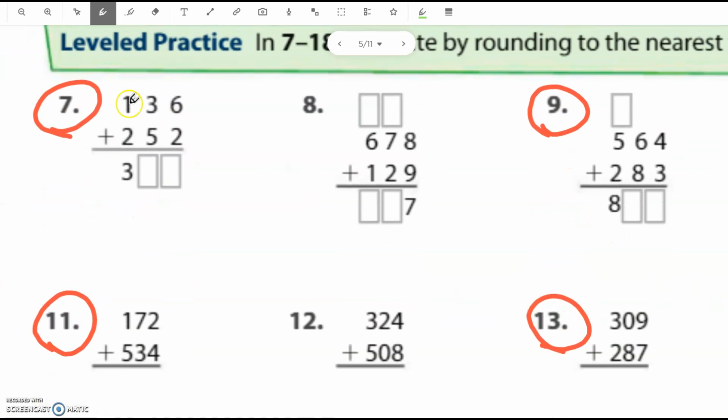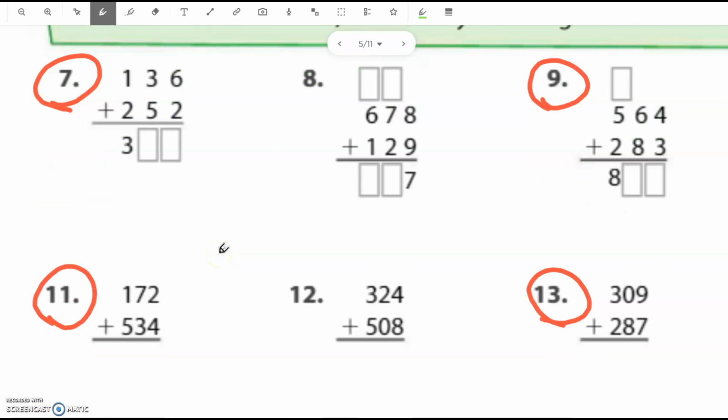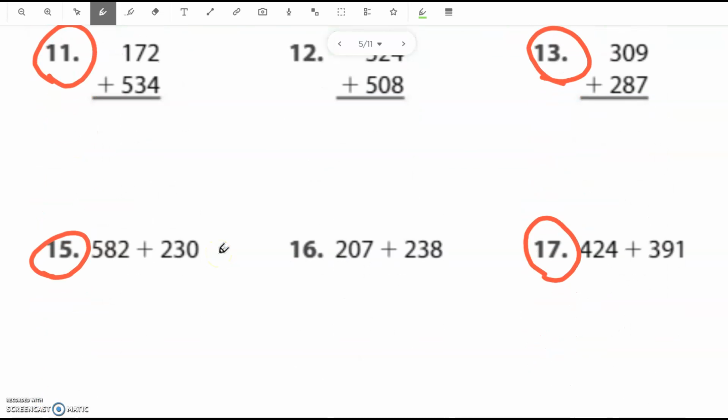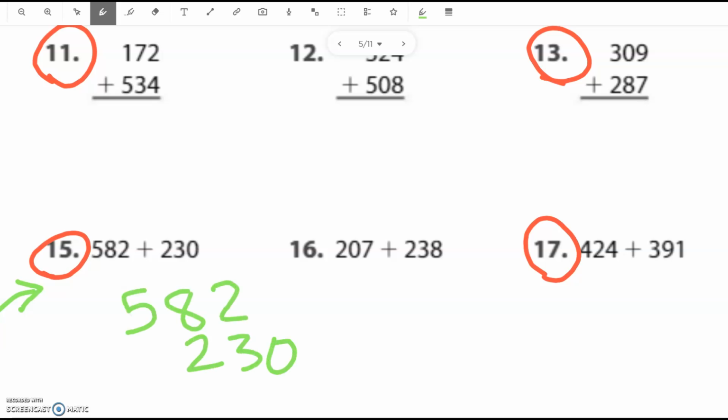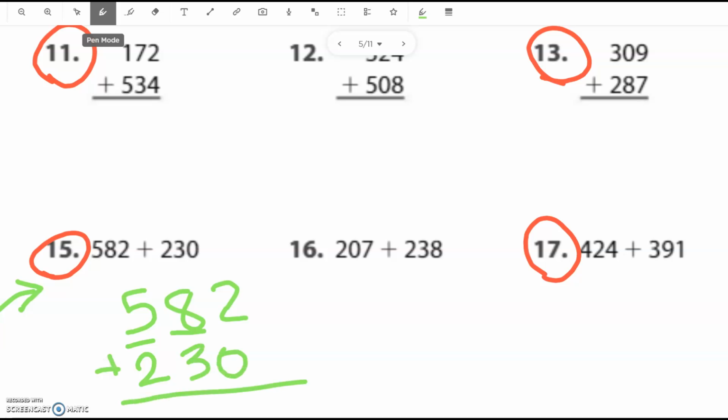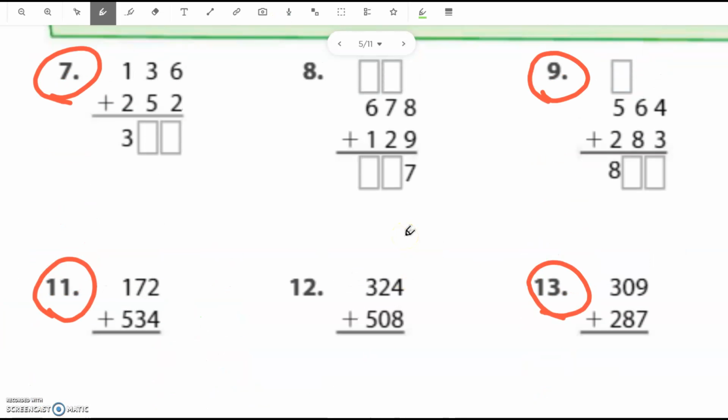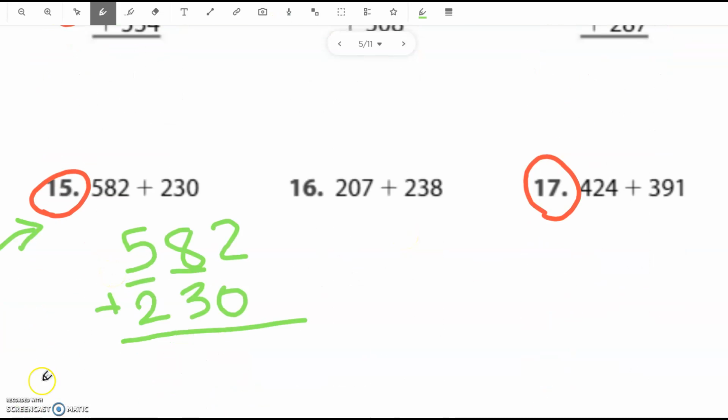Your assignment today is to complete all of the odd numbered problems that are circled. These bottom ones you will have to line up by the place value. For example, you would not write 582 and then 230 because your tens places and your hundreds places are not lined up. You have to make sure that you line up the place value when you are writing it. If you want to do this in your worksheet and then upload it, you may do that as well. Once you are finished with all of these 6 problems, you are complete with your math skill for today.